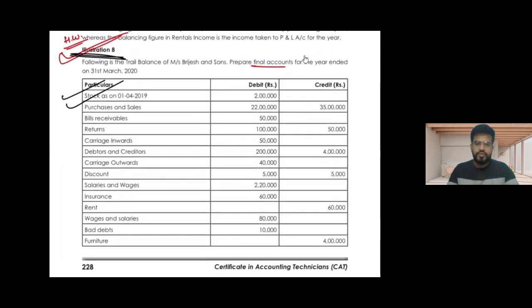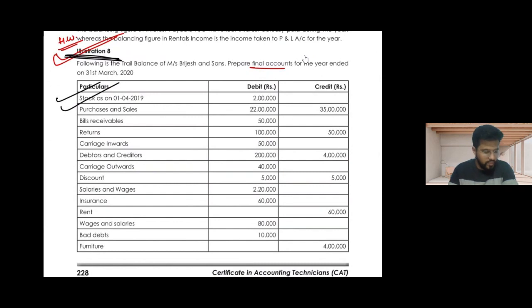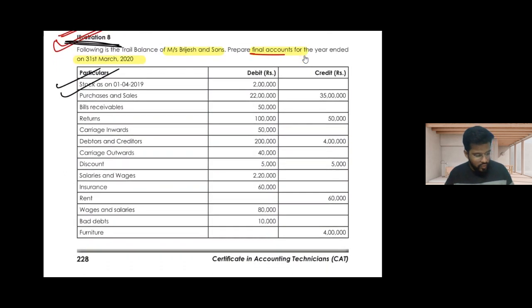Okay, so here is illustration number 8, which was in your homework, Bridges and Sons. You have to prepare the final accounts for 31st of March 2020. You had your opening stock, purchases and sales. The debit amount is for purchases, credit amount is for sales. Bills received 50,000, returns 1 lakh and 50,000. So in the debit, what will we have? We will have sales return. This is your sales return and this is your purchase return.